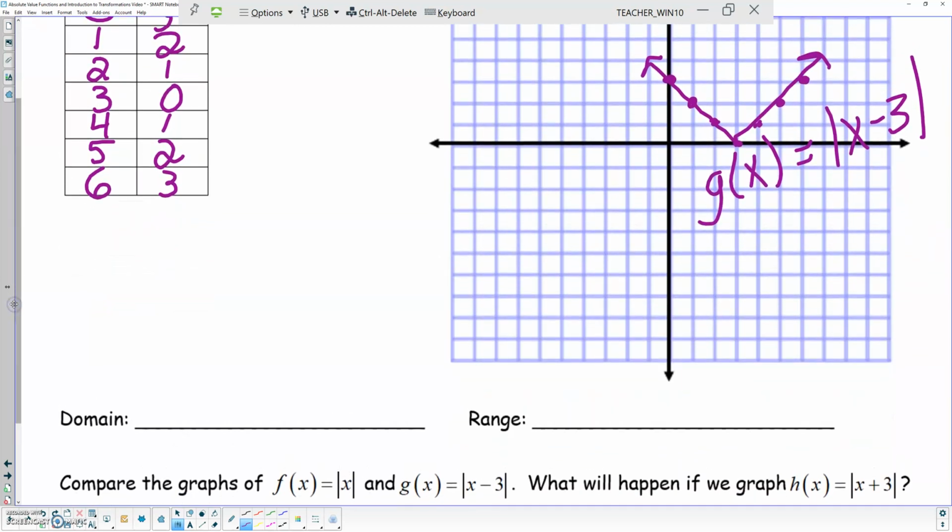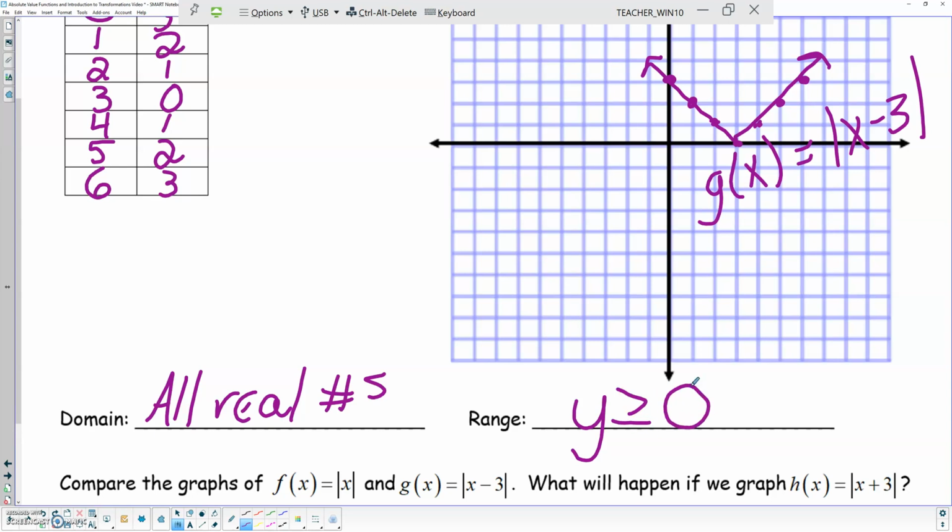All right, so here my domain, again, is going to be all real numbers because my graph goes all the way to the left and all the way to the right. And then range, well, the minimum y value on the graph and in the table is 0. So my range is y is greater than or equal to 0.